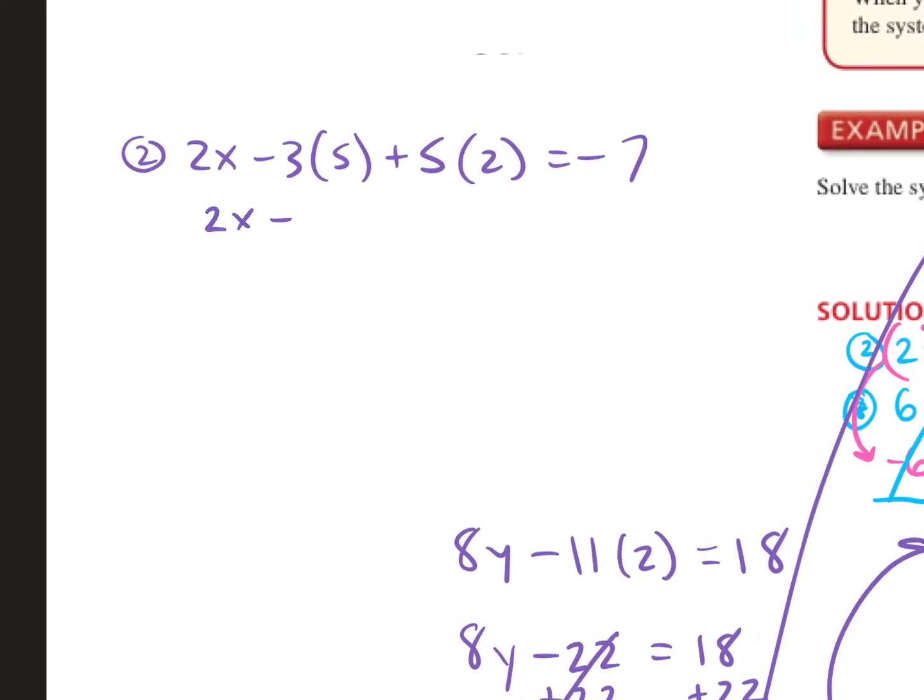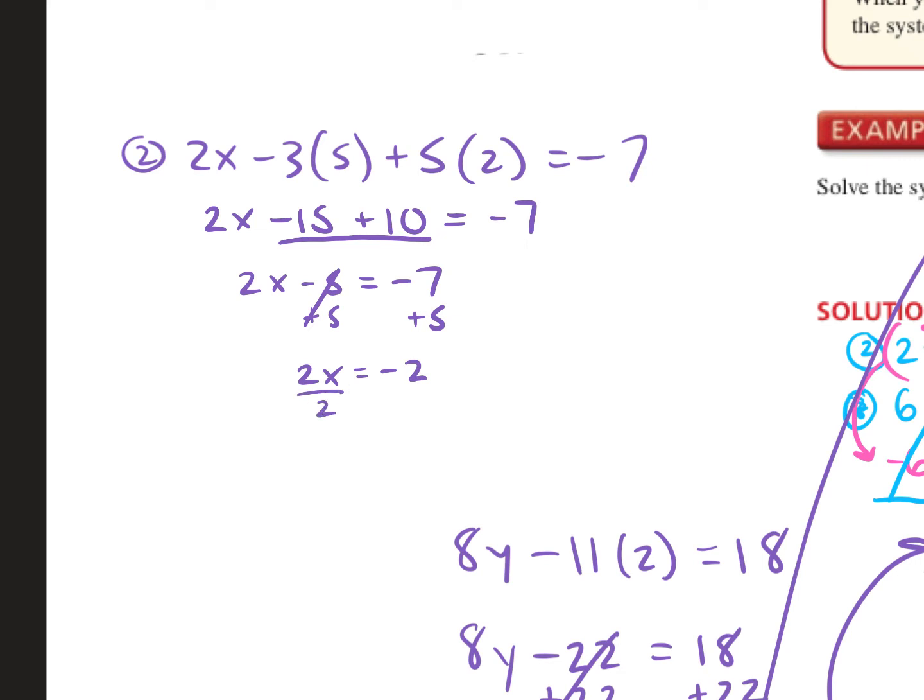So I have 2x minus 15 plus 10 is equal to negative 7. What can I do next? Combine like terms. So 2x, I have negative 15 plus 10. They're on the same side, so I don't change the signs. This would be negative 5 is equal to negative 7. What's next? Move the 5 to the other side, so I add 5 to both sides. So 2x is equal to negative 2. And then lastly, we divide by 2. So what's x equal to?